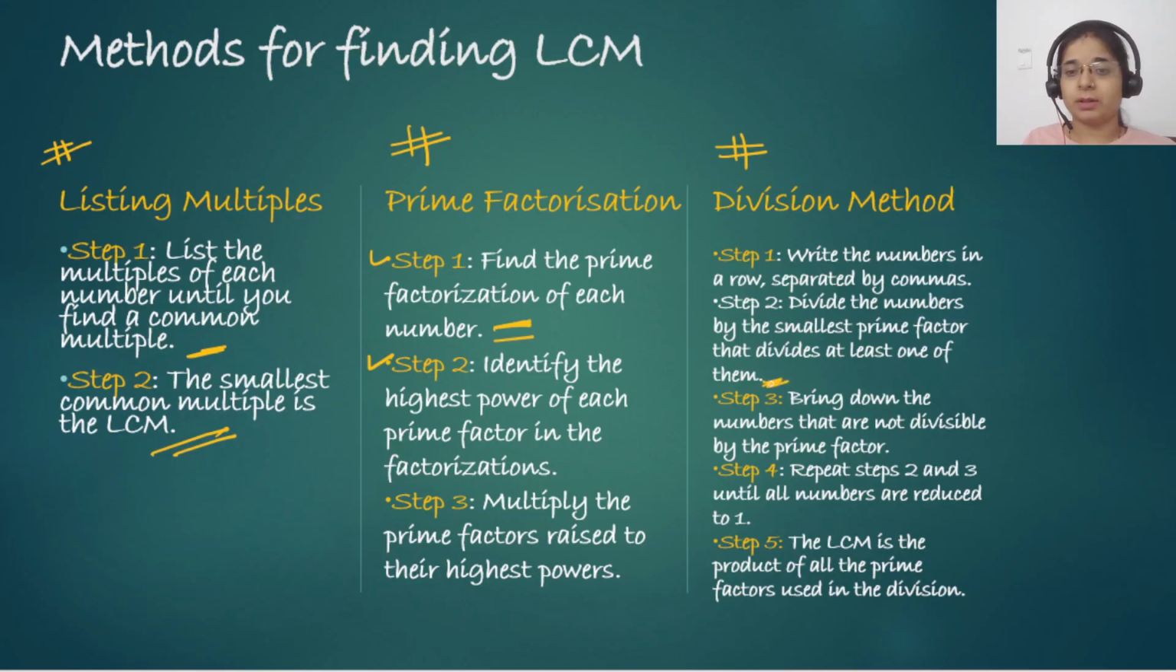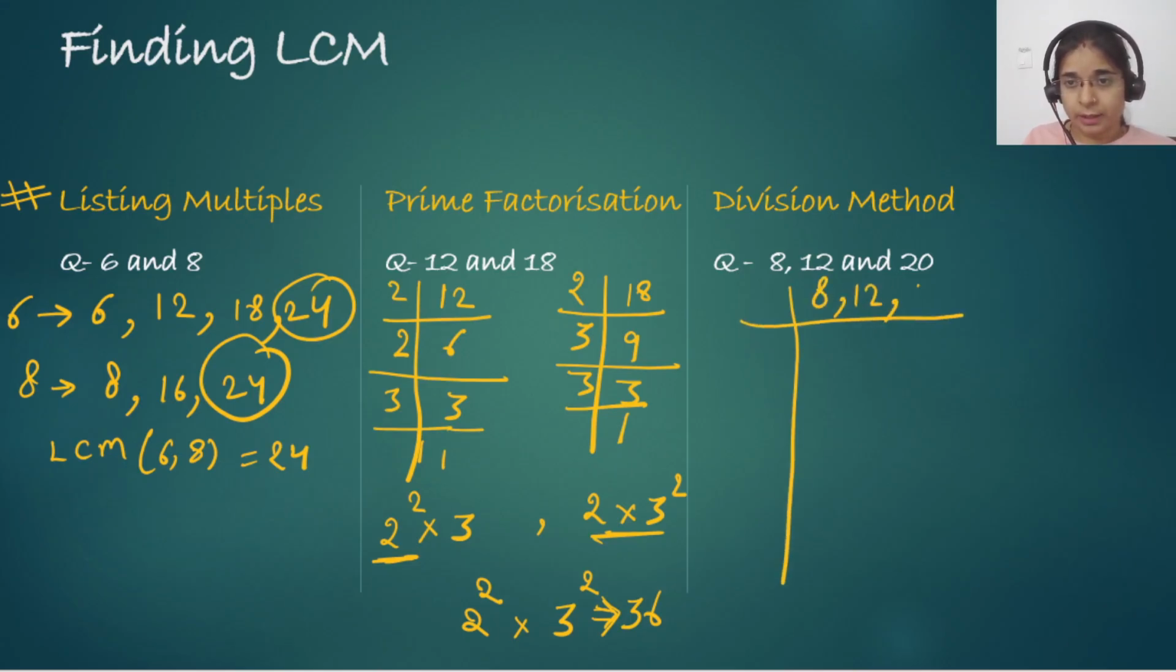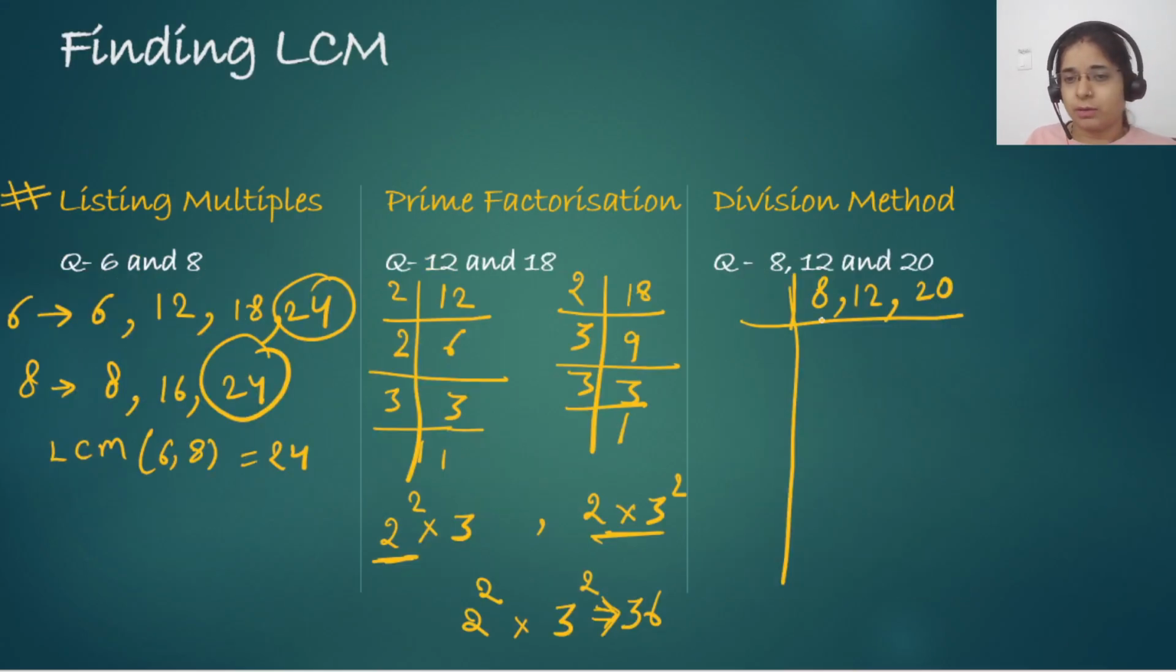So it's not necessary that your prime numbers should divide each of the numbers. Let me first do it, let's do it side by side. First of all, we will separate the numbers by commas, and then step 2: divide the numbers by the smallest prime factor that divides at least one of them. If it divides all of them, that is also fine. Otherwise, it should divide at least one of them.